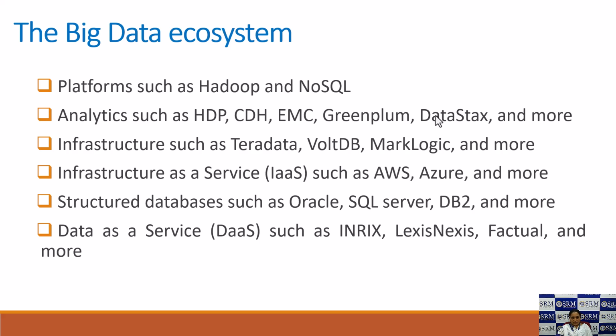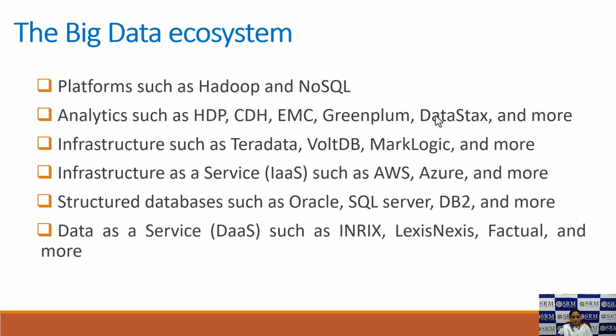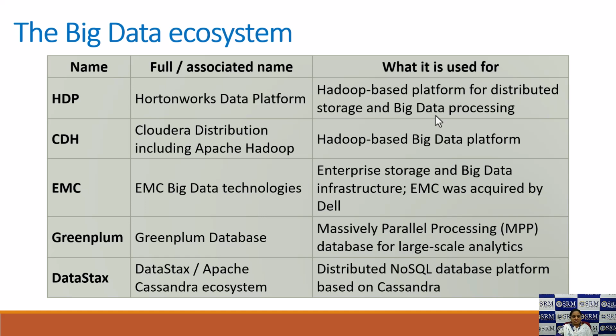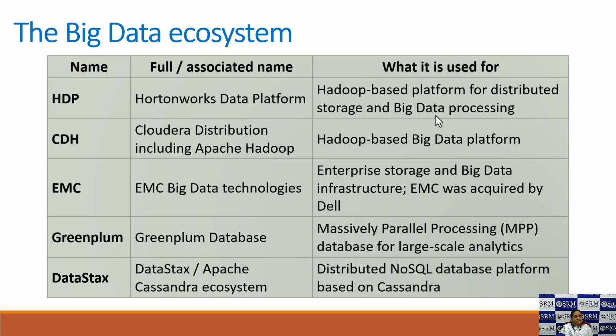The first is the analytics part. I mentioned HDP, CDH and others; let us see what they are. HDP stands for Hortonworks Data Platform. It is a Hadoop-based platform used for distributed storage and big data processing. Even though this comes under analytics, first we have to store the data, and for that purpose we are using it. CDH stands for Cloudera Distribution including Apache Hadoop, a Hadoop-based big data platform. That's what it is used for.